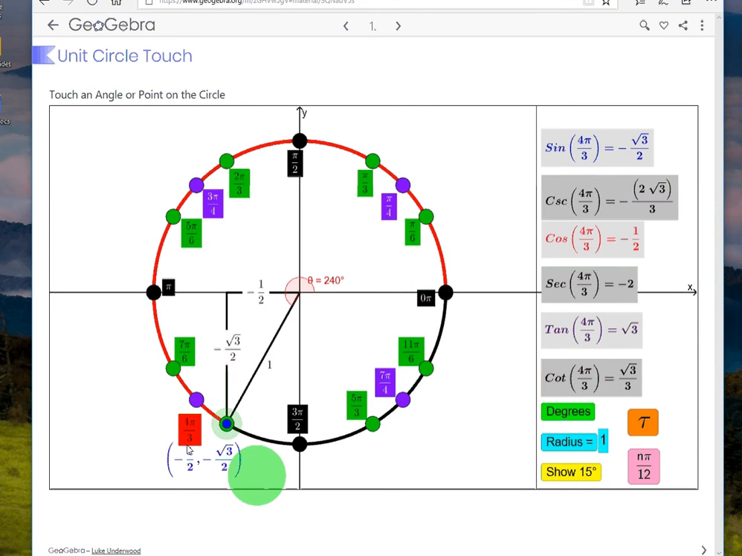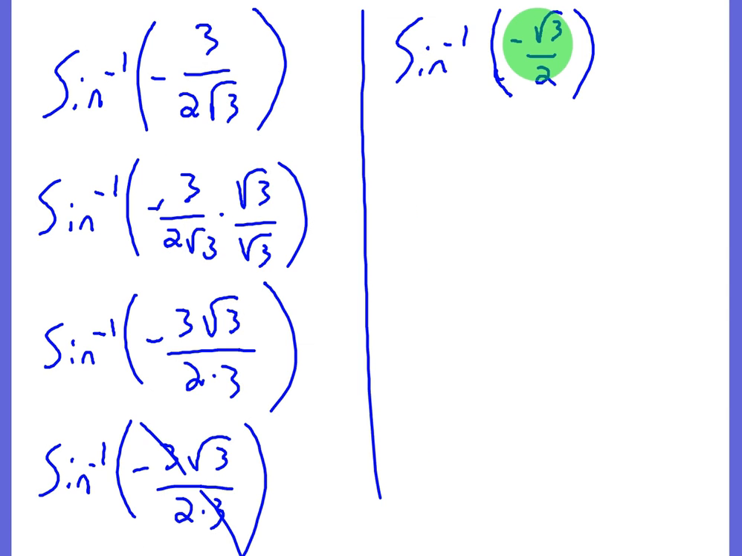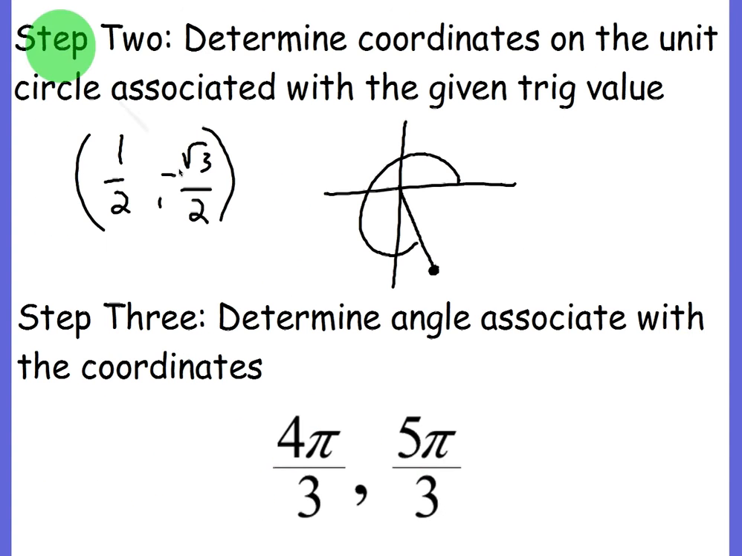Okay, so once again, at 4 pi over 3, the y value is negative square root of 3 over 2, and at 5 pi over 3, also negative square root of 3 over 2. So sine is going to be equal to that at both of those values. Alright, so how can we write a general formula for those two?